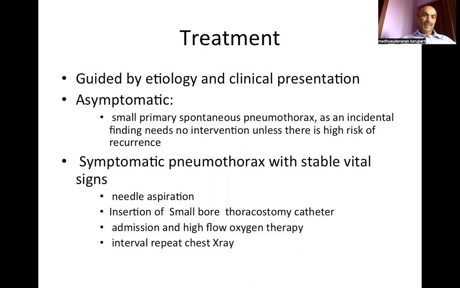Then, patient with symptomatic pneumothorax with stable vital signs: proceed with needle aspiration or insert a small bore thoracostomy catheter with underwater seal. Admit the patient, provide high flow oxygen therapy, and do interval scheduled check X-ray chest to identify the improvement. This is how we manage symptomatic pneumothorax with stable vital signs.